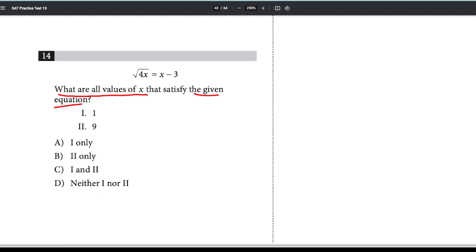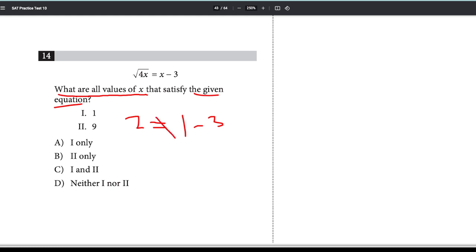So if you think about it, let's just plug and play. If you plug in a 1, then you get 4. Square root of 4 is 2. Does 2 equal 1 minus 3? Remember, square roots are always positive. There's no plus or minus. It's just plus. So 2 is not equal to 1 minus 3.